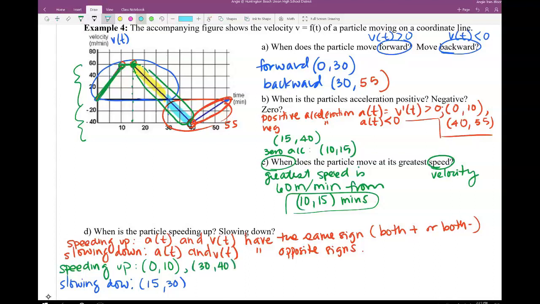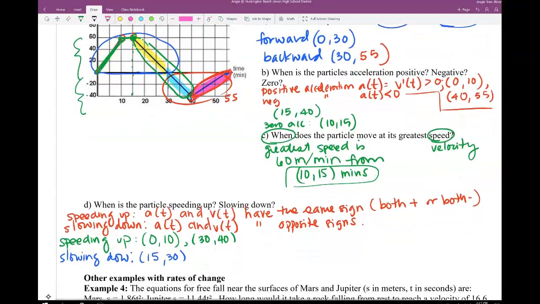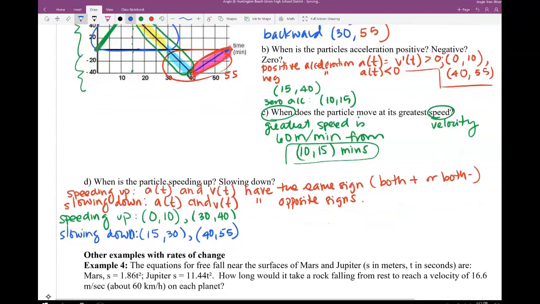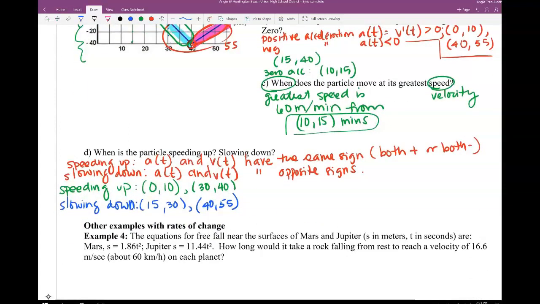Then let's look at the following piece, like this piece. That piece, the velocity is negative because that is below the y-axis, but the acceleration is positive because the slope is positive. So because that is opposite sign, I'm going to say that is slowing down. So that's from 40 to 55, okay? So that's how we constitute speeding up or slowing down. All right, I think this is enough notes for one day.